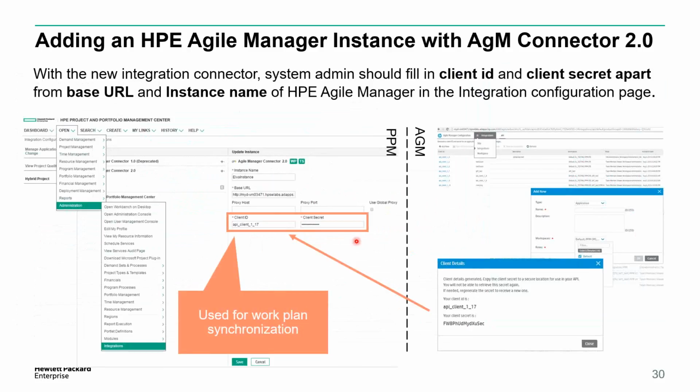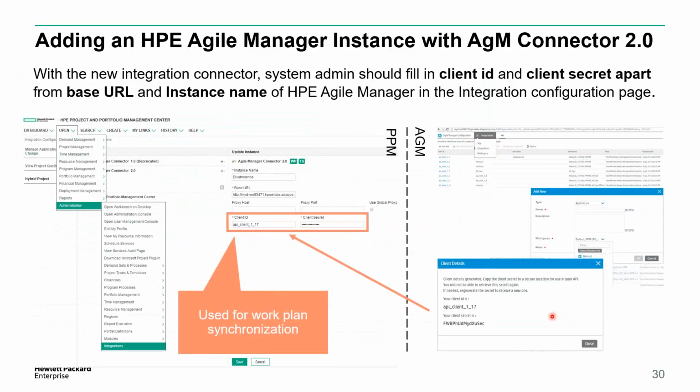So when you define the integration at the administrative level for PPM, you will need to go over to Agile Manager in the configuration area and integrations and create a new client ID. When you do that, you're going to get this screen, and when you say OK, this is what you're going to get. Now, if you're anything like me, you don't read the screen. That's a bad thing in this case.